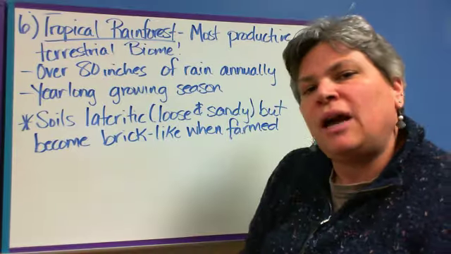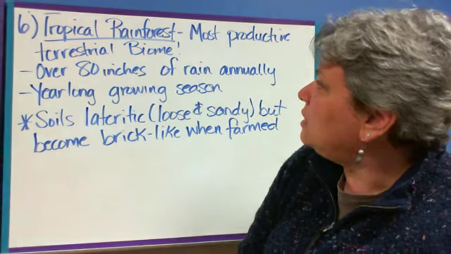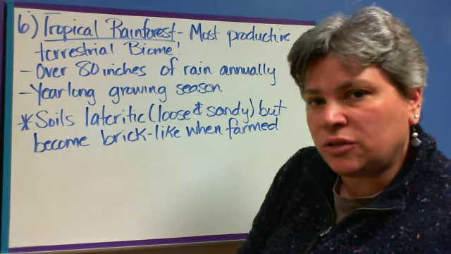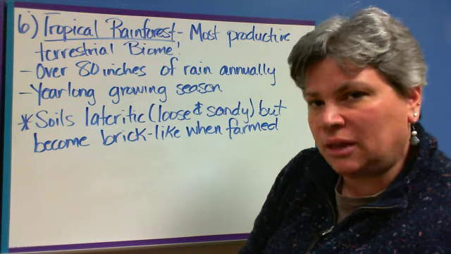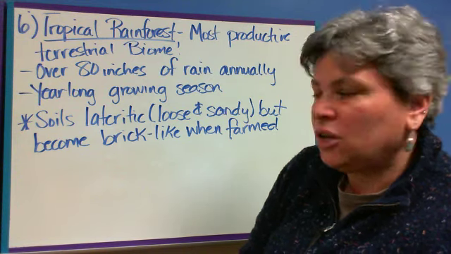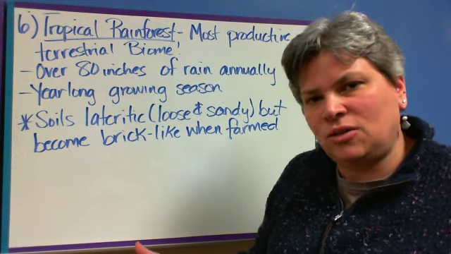And finally, if we move down from warm and dry, we come to warm and wet, which is going to be our tropical rainforest. It is the most productive terrestrial biome. There's over 80 inches of rainfall annually. That's a lot of water. Has a year-long growing season. So you think, cool, then let's just go farming in the tropical rainforest.